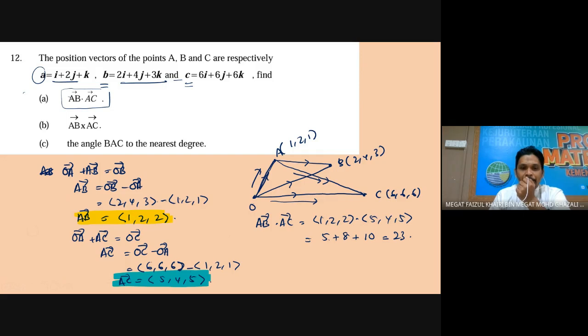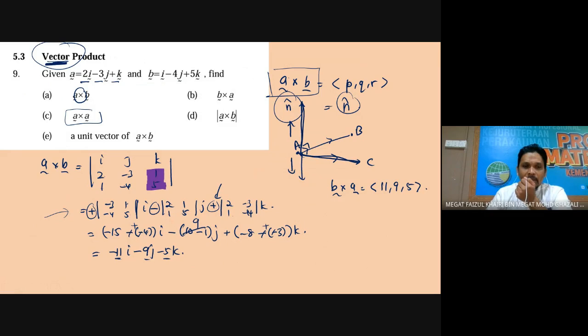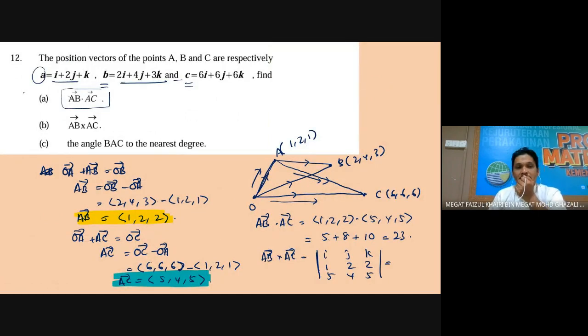Okay, so what about AB cross AC? AB cross AC, then we get i, j, and k. Then we have 1, 2, 2, 5, 4, and 5. Okay, class, the same process as with this one. Can you please tell me what is the answer of AB cross AC? Please find it for me now.